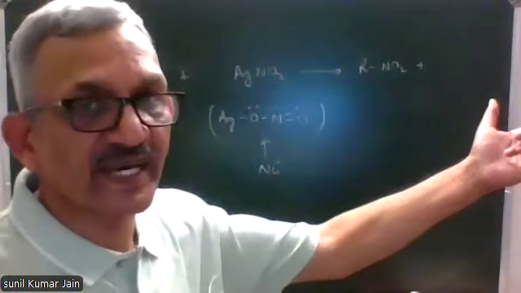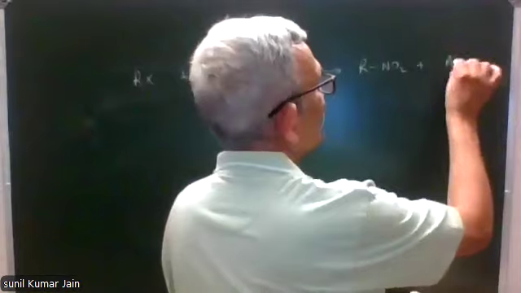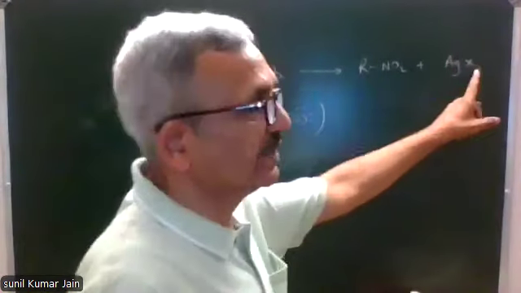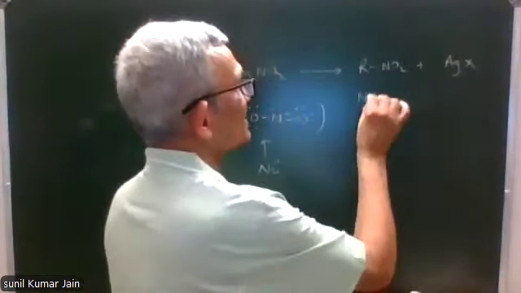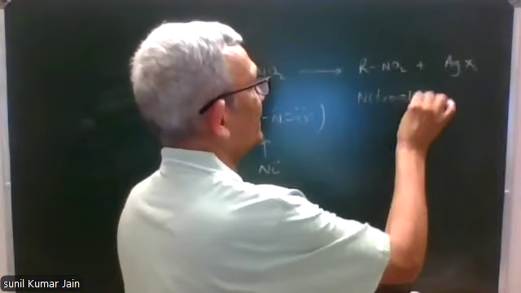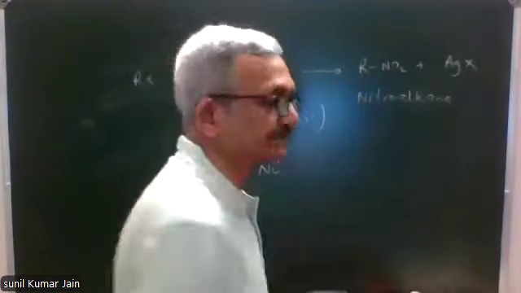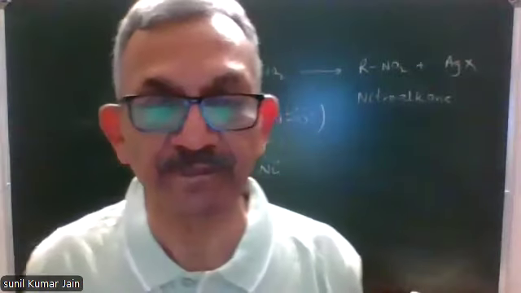Silver is lost as Ag plus, combines with silver halide to form AgX. Product is nitroalkane. Nitroalkane is obtained.